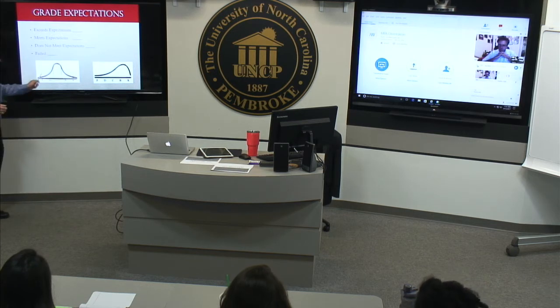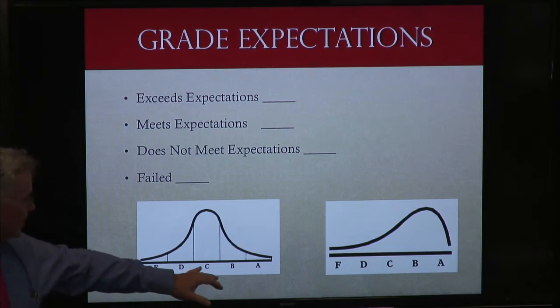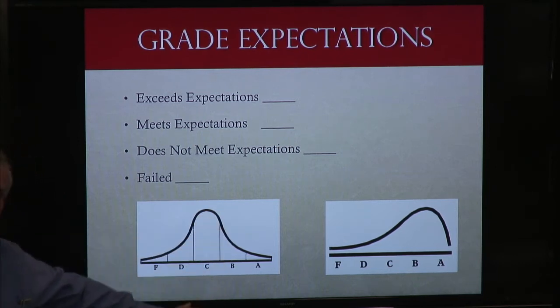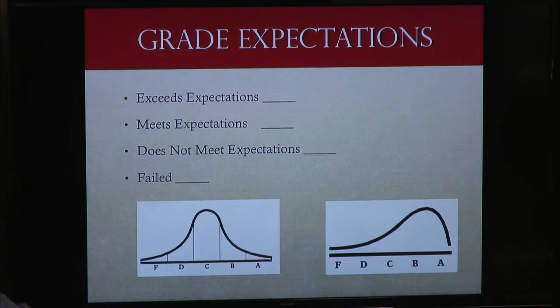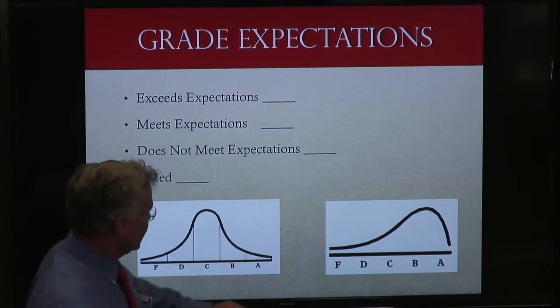Somebody tell me what kind of distribution this is. Bell curve. Was that a bell curve? What's another name for the bell curve? Normal distribution. So if we look at a normal distribution where the average grade is a C, am I talking about graduate school or undergraduate school? Undergraduate, right? Average grade is kind of a C.